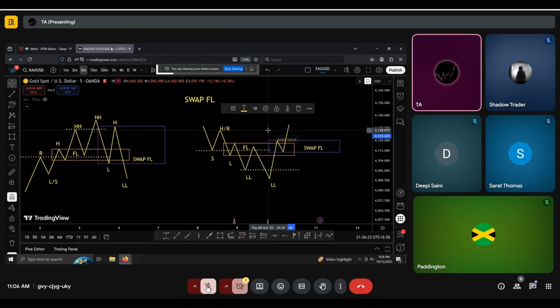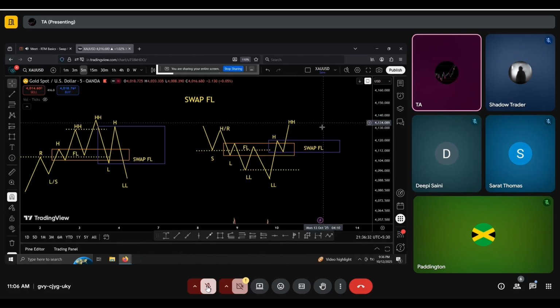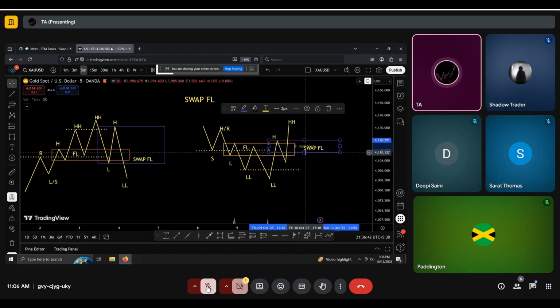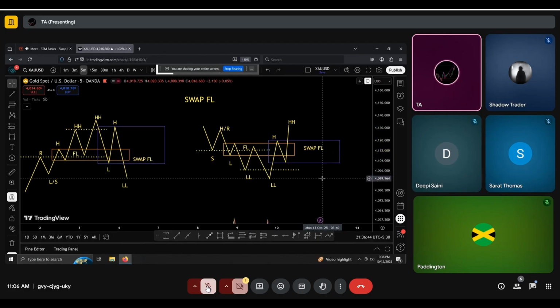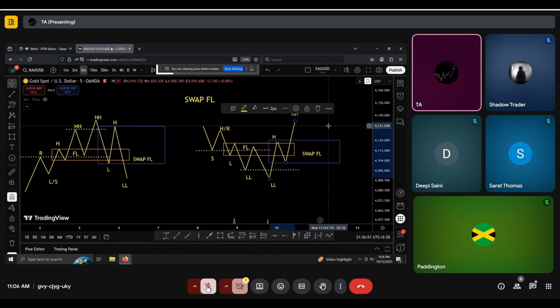So here a high is made, and here a higher high is made, right? And again, like that, this pullback can be small or can be big, can be till here. So in that case, our box will be like this one, right? So this is our swap FL. Okay, so does anyone have any question related to swap FL?